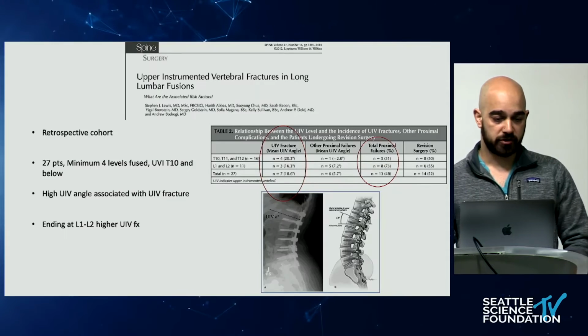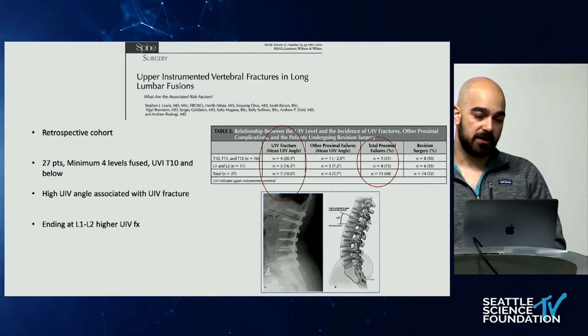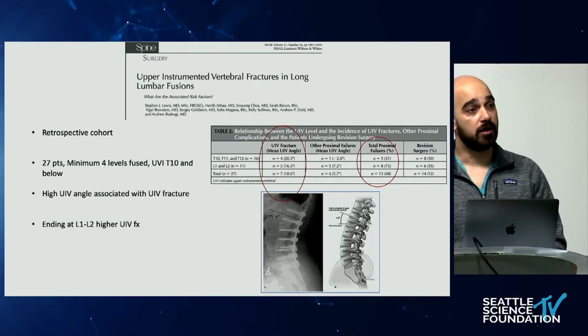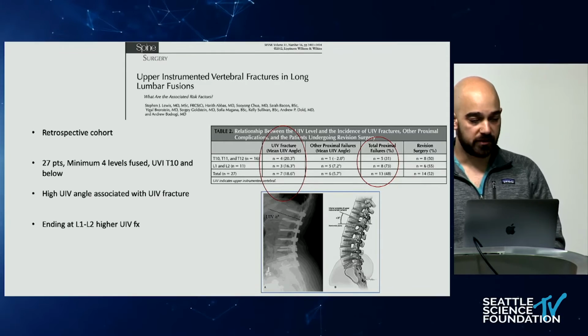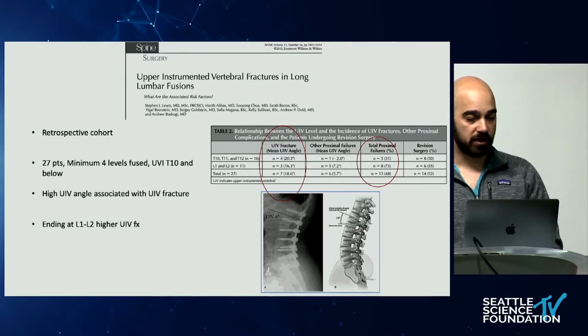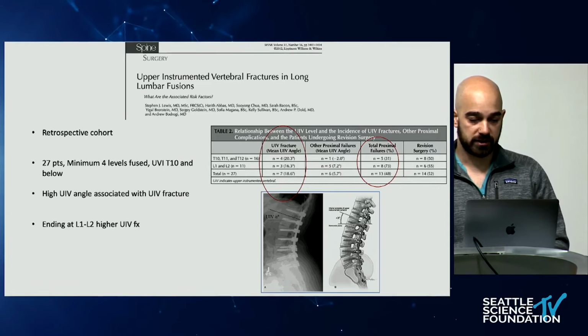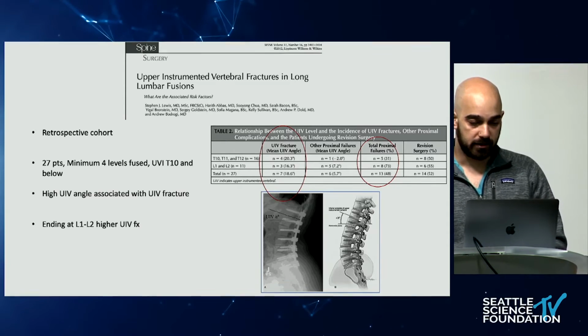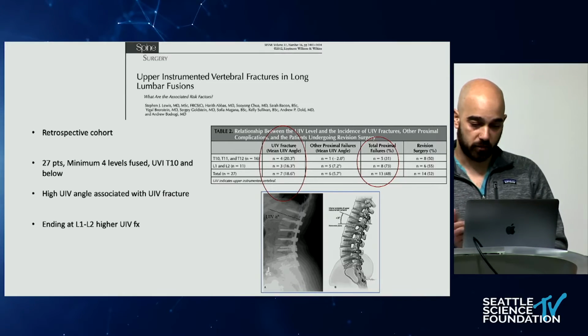In terms of a literature review, I was able to find this study that talks about UIV fractures in long lumbar fusions. It was a retrospective cohort study. They had 27 patients with a minimum of four levels fused, and they described this UIV angle, which is a line at the inferior end plate of the UIV and the sagittal and the horizontal line.